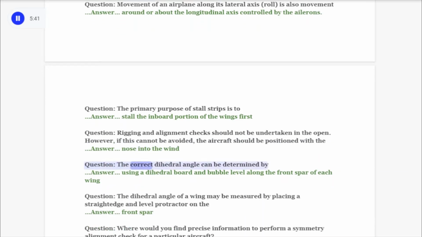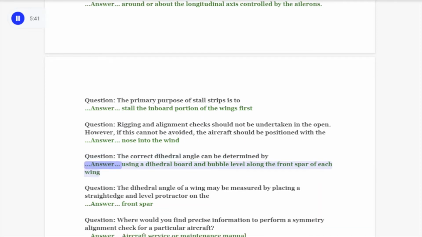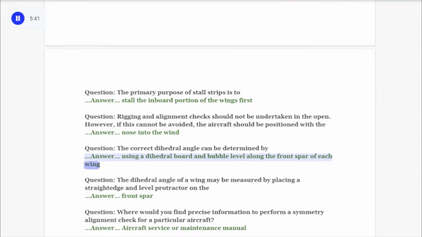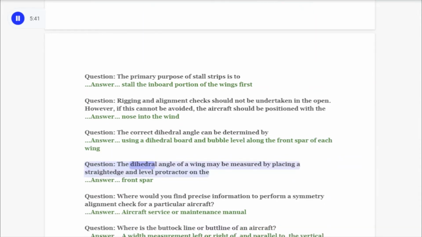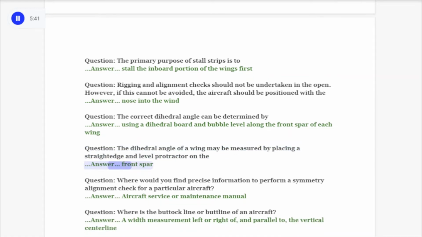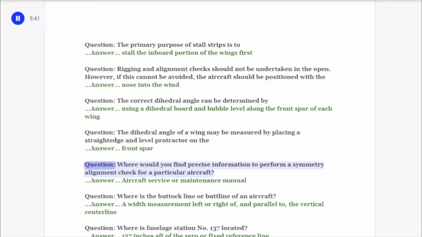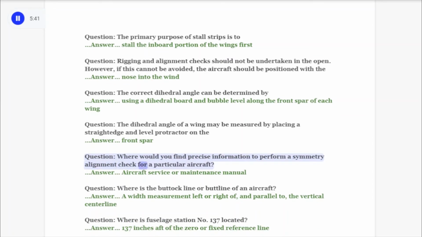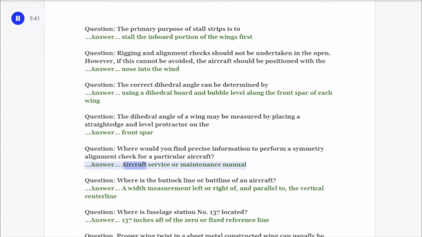Question: the correct dihedral angle can be determined by... Answer: using a dihedral board and bubble level along the front spar of each wing. Question: the dihedral angle of a wing may be measured by placing a straight edge and level protractor on the... Answer: front spar. Question: where would you find precise information to perform a symmetry alignment check for a particular aircraft? Answer: aircraft service or maintenance manual.